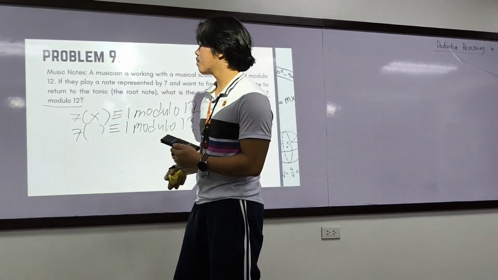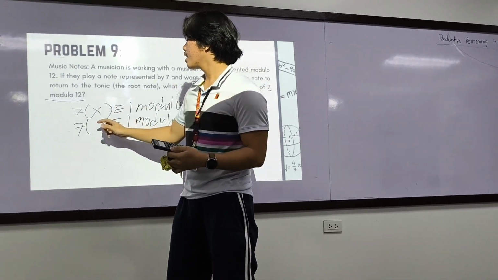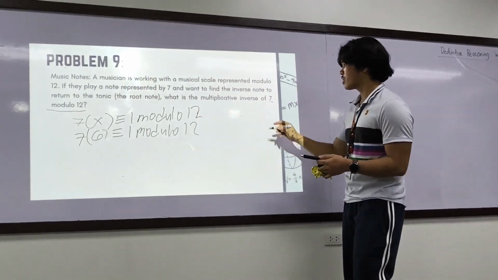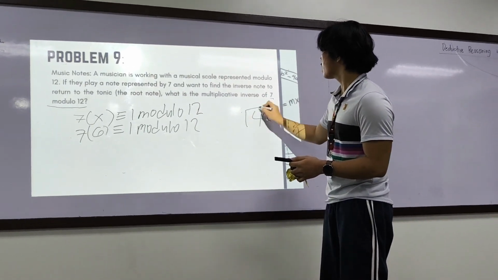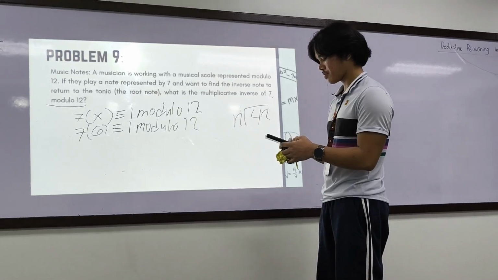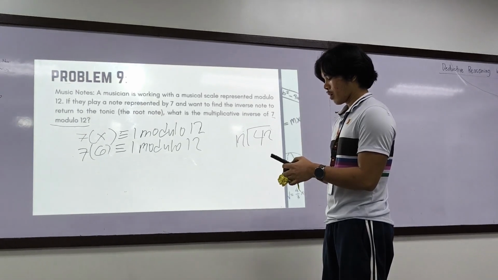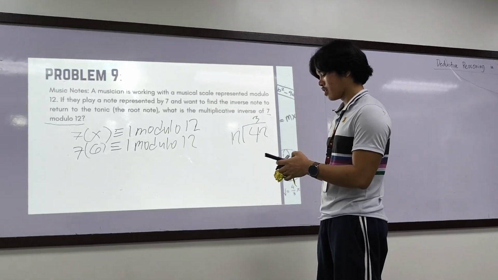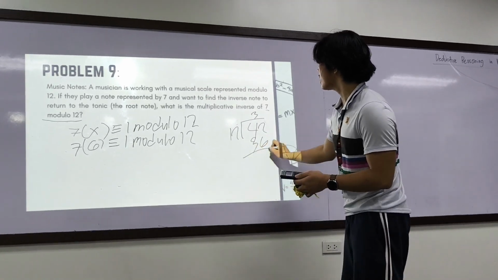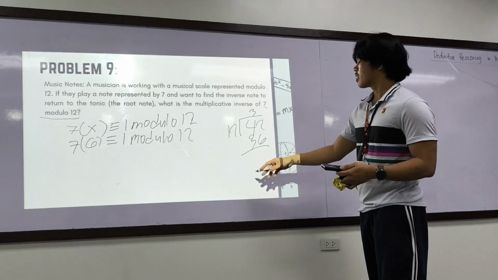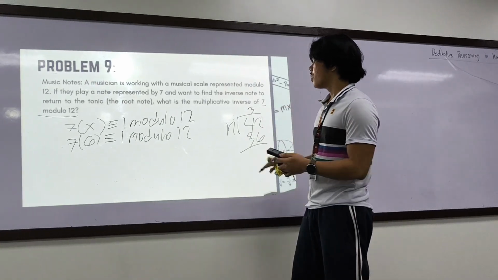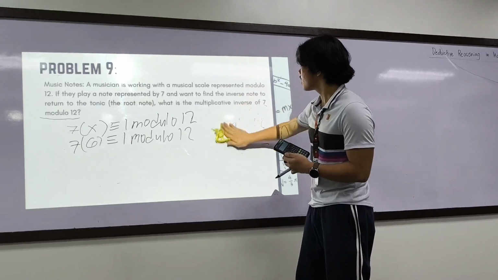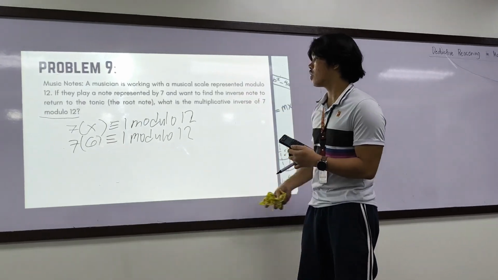So we'll try another number. We will try number 6. 7 times 6 is equal to 42. 42 divided by 12, we will have 3. So 3 times 12 is 36, and still we will not get the remainder 1. So we conclude that 6 is not the multiplicative inverse of 7 modulo 12.